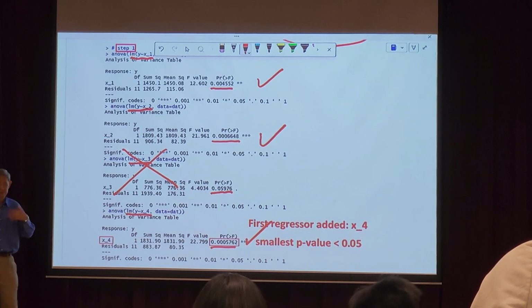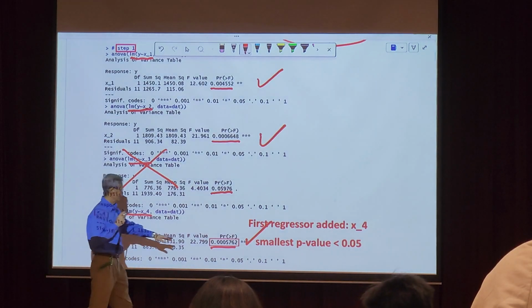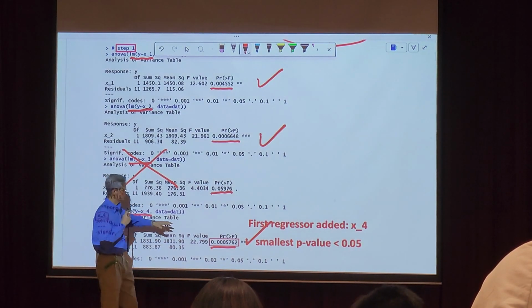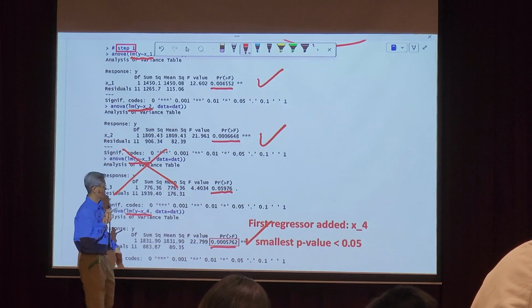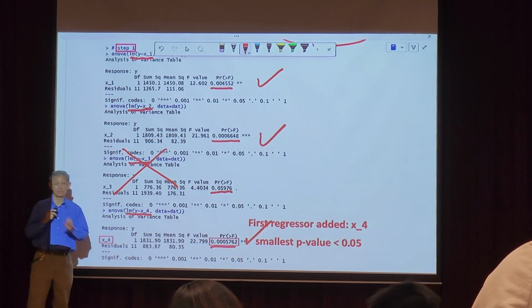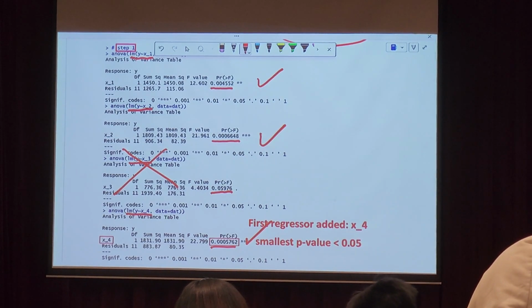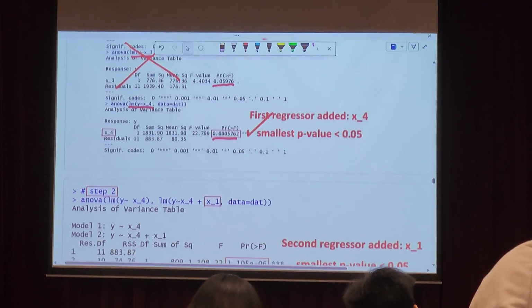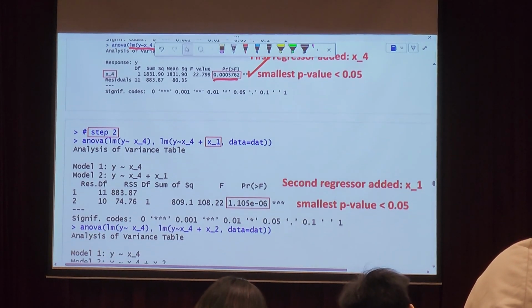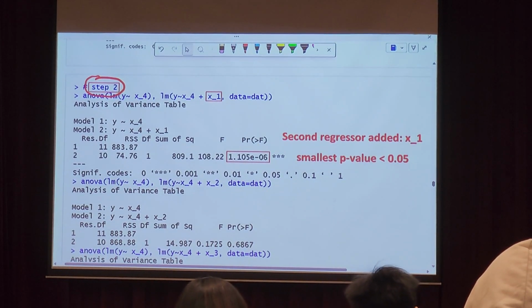So what's our approach? Well, we take the model with the smallest p-value. This is the smallest. Yeah? So x4 is now entered into the model. You choose the one that is most significantly different from 0. So now, this is step 2. We want to consider the next regressor variable to be entered into our model.